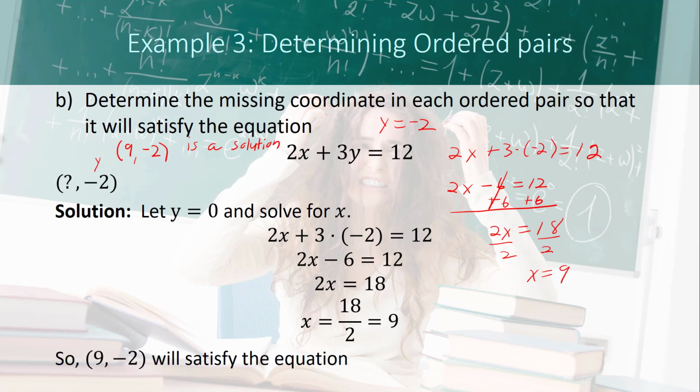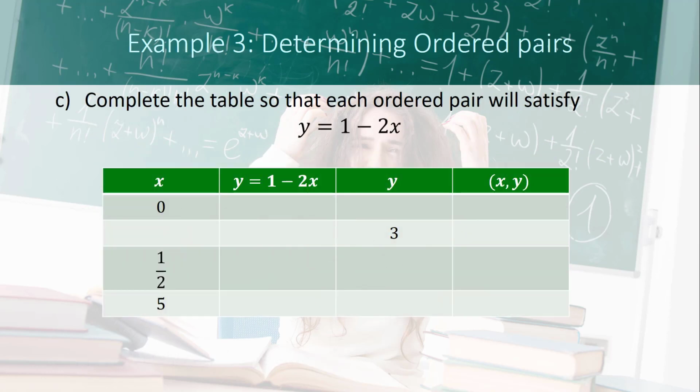Okay, our last problem is this. You'll be given a table, and you will be asked to complete the table so that each ordered pair will satisfy this particular equation. And you're either going to be given an x value or a y value. If you're given an x value, you need to determine the y value. And if you're given a y value, you need to determine the x value. So this is how this can work.